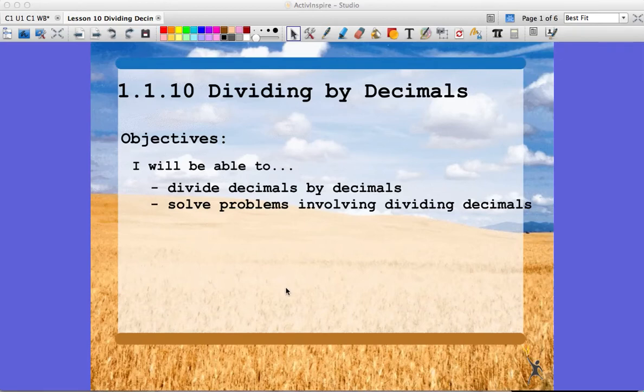Welcome to lesson 1110, dividing by decimals. Today we're going to talk about how to divide decimals by decimals and how to solve problems involving dividing decimals.